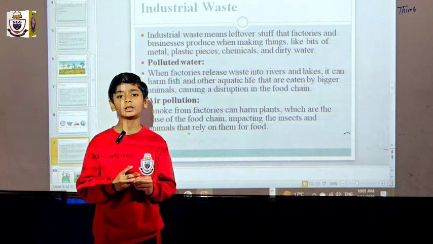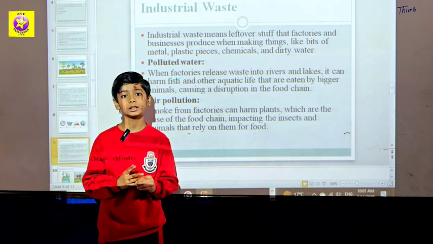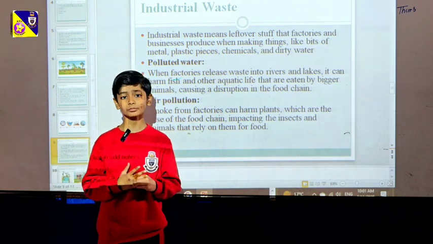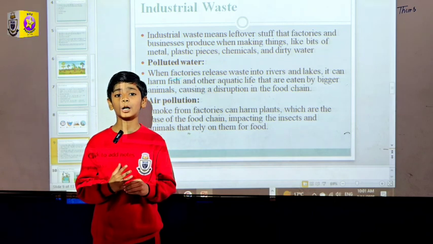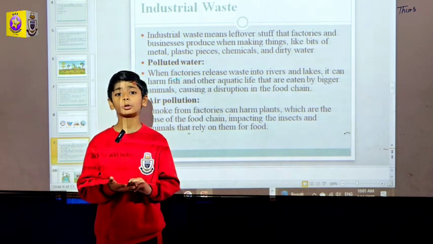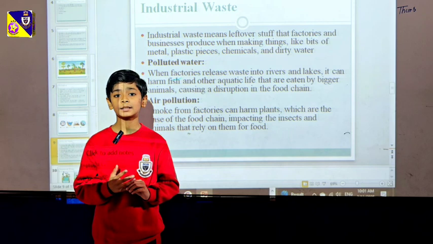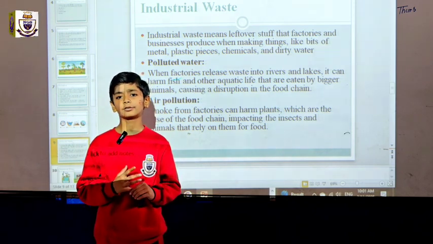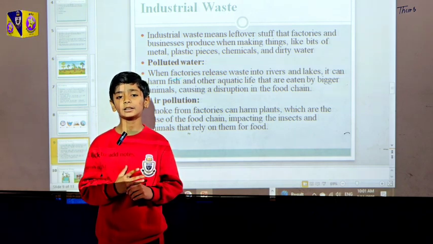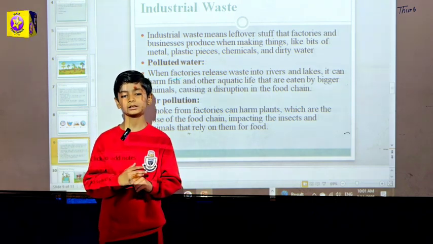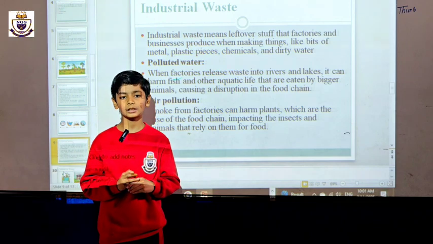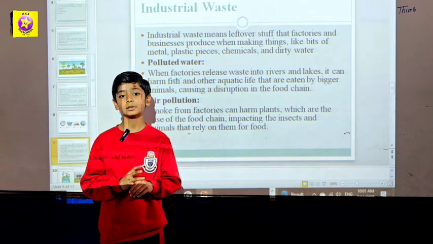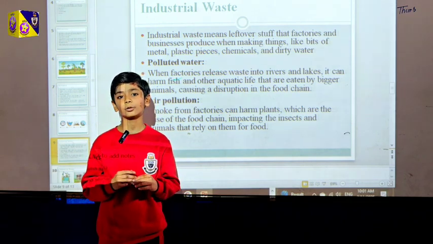Causing problems in the food chain. So, air pollution. Smoke of factories can harm plants, which are the base of the food chain, affecting the insects and animals that rely on them for food.